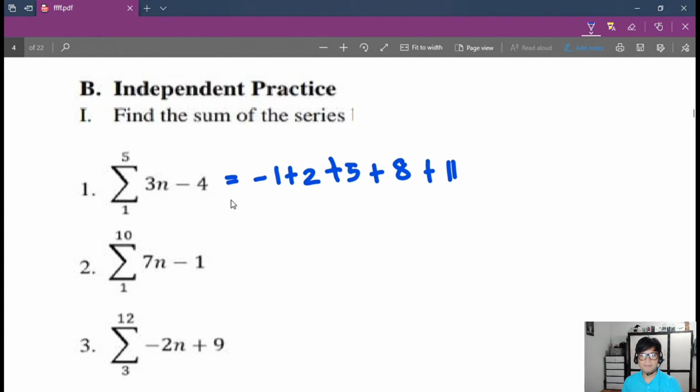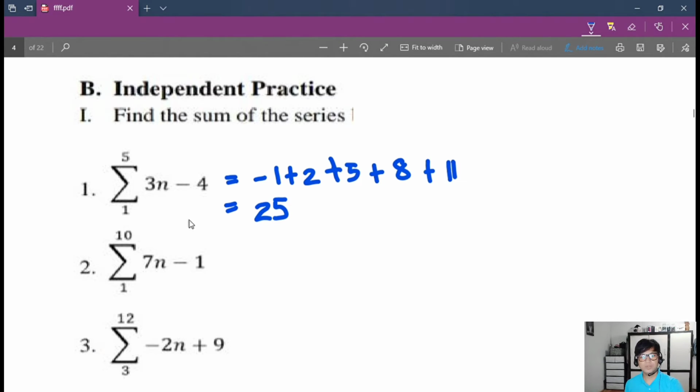Then, the sum. Anong sum ng series natin? So, this one is 2. 2 plus 8 is 10. Plus 5, 15. Plus 11 is 26. Minus 1, 25. So, the answer is 25. Okay? So, that is the answer.